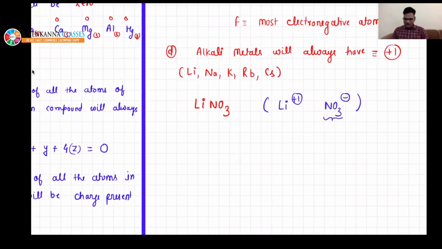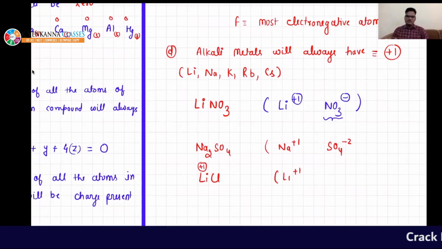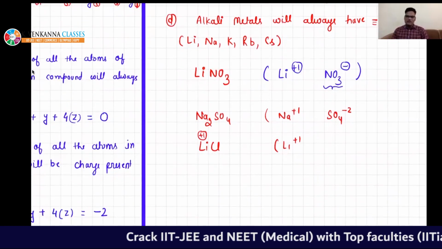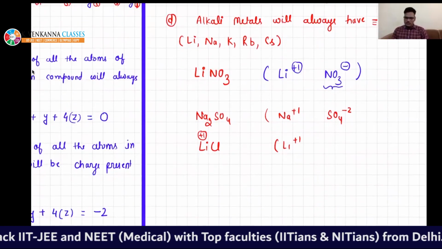If I write Na2SO4, in this case also Na is +1, but there are two Na. So 2 Na will give the charge on sulfate as -2. In any compound, let's say LiCl, Li will have +1 charge. In all compounds there is no exception. If they are present in any compound in combined state, then all the alkali metals will have +1.